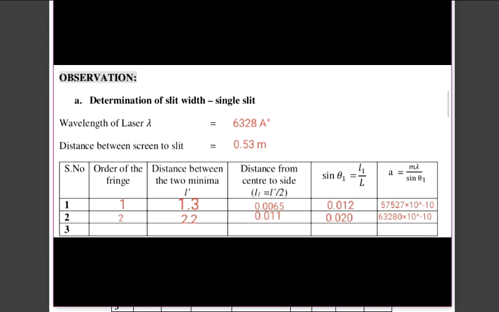In my case, in the observation table of determination of single slit, I am getting the value as 0.63 into 10 power minus 5. The value of A must be more or less the same in both cases, that is m = 1 and m = 2. As it slightly varies in my case, I take the higher value. Thus, the slit width of the single slit interference is 0.63 into 10 power minus 5.